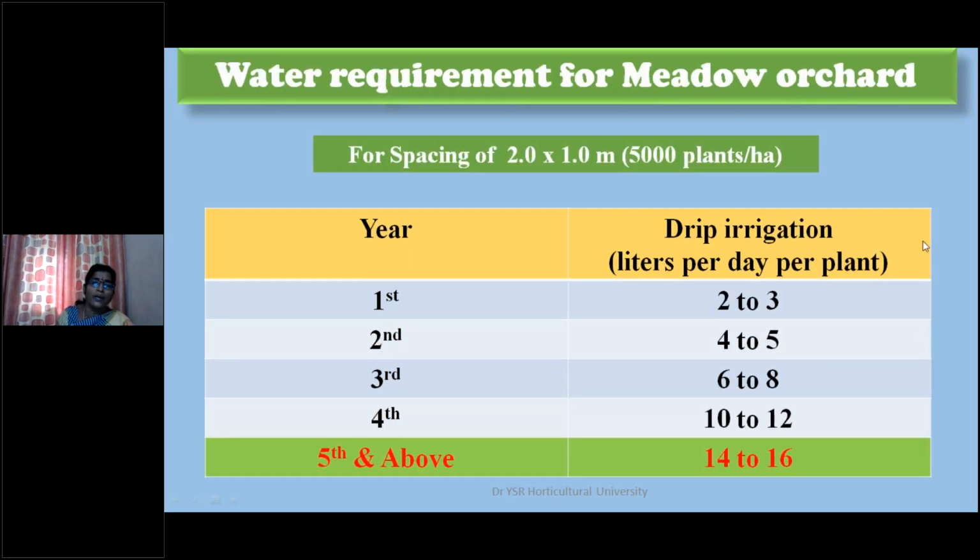Then this is the water requirement for meadow orcharding, that is when the spacing adopted is 2 into 1 meter. Here the per day requirement in the first year is 2 to 3 liters per day, and it increases up to 14 to 16 liters per day per plant after the 5th year onwards.